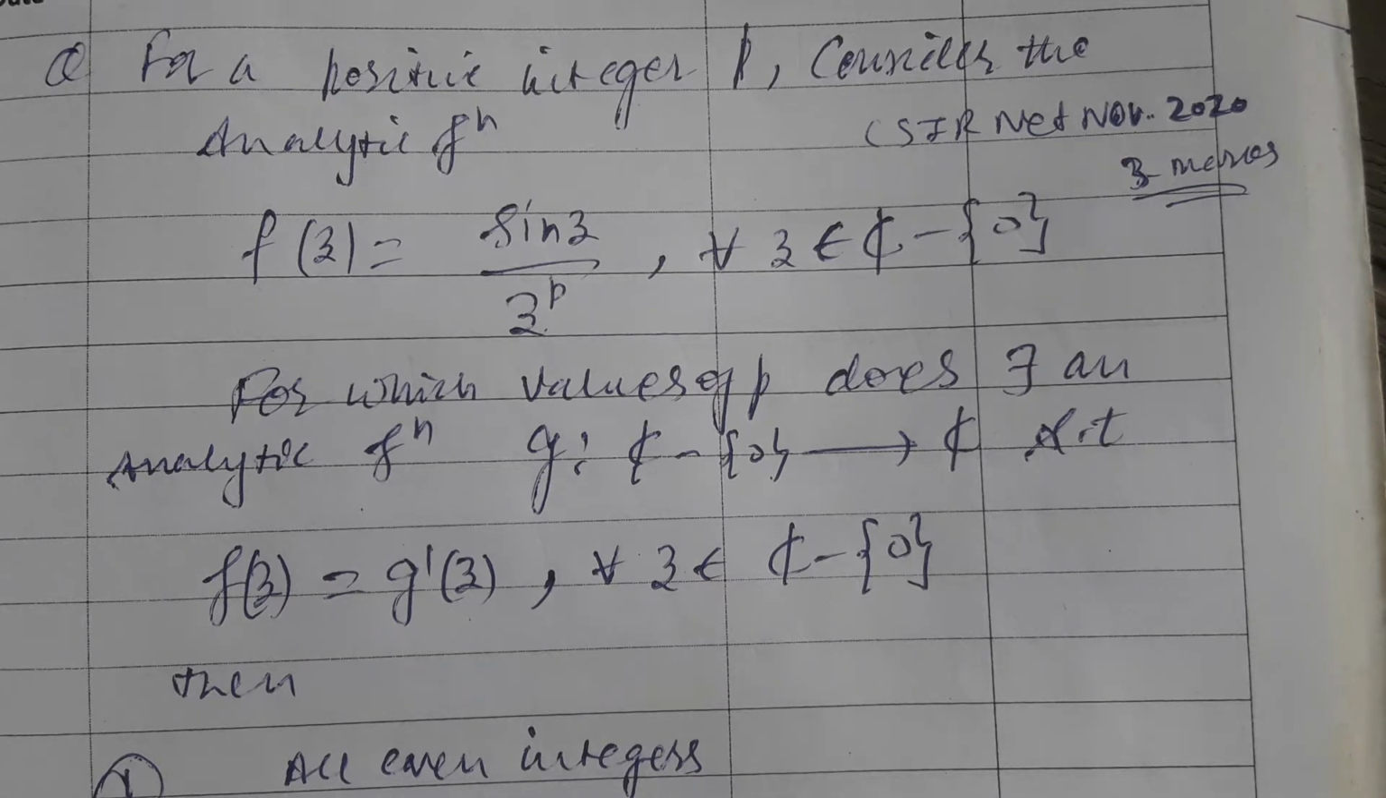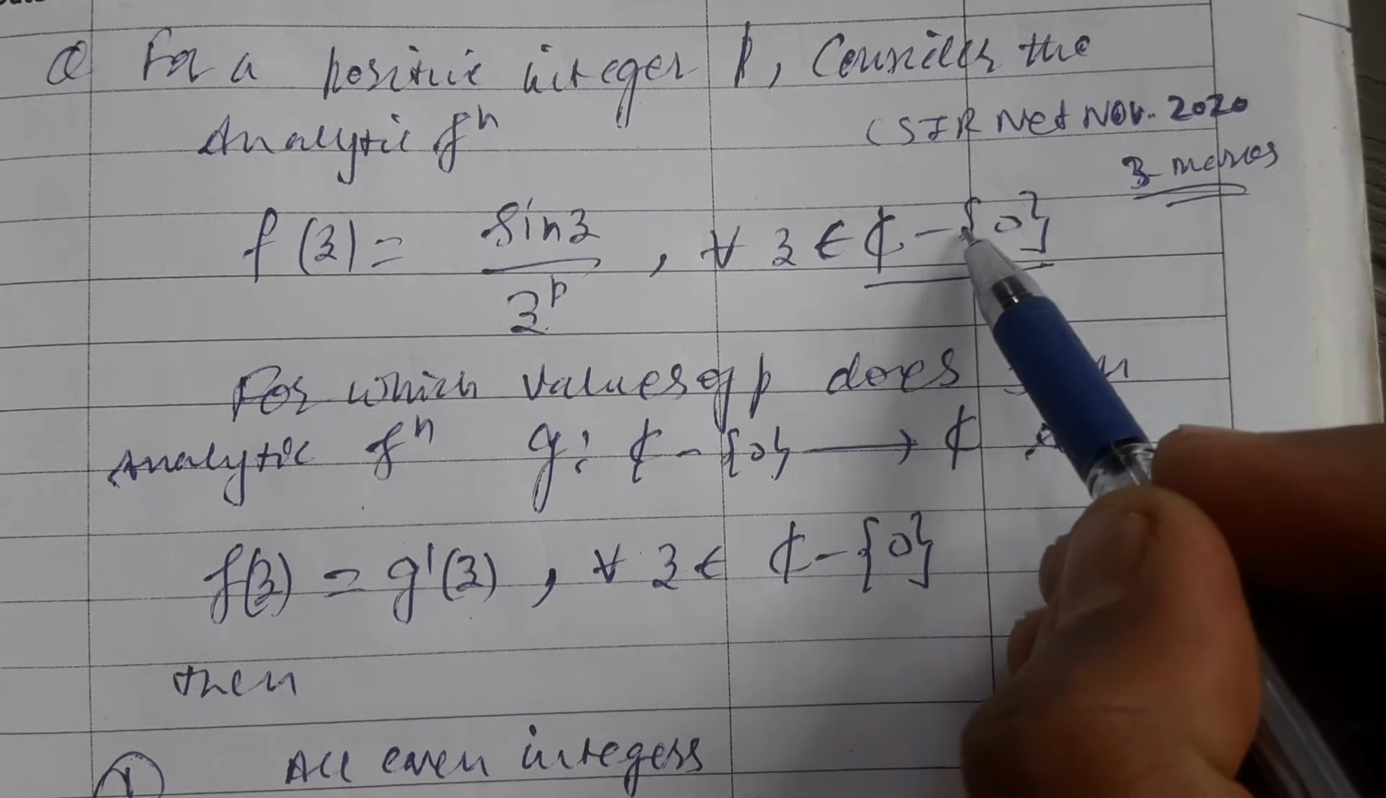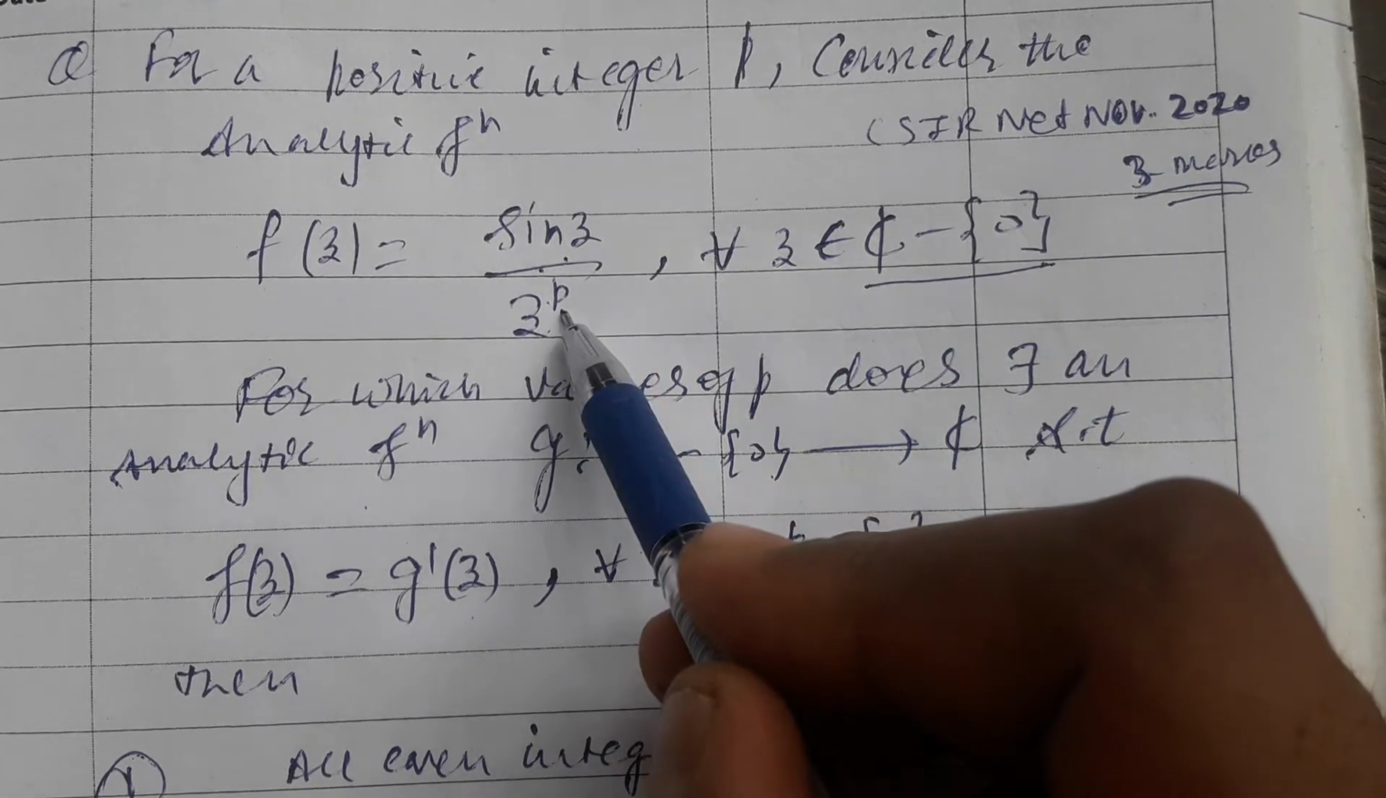Here we are given a positive integer p, meaning p is some natural number, and we consider the analytic function f of z, which is nothing but sin z divided by z to the power p. This is analytic provided that z remains in the given domain, and this is not entire.